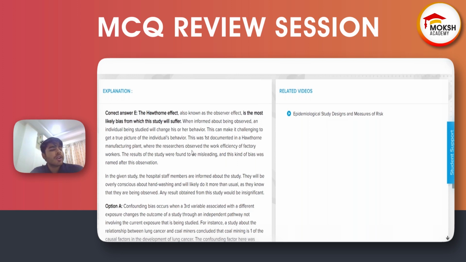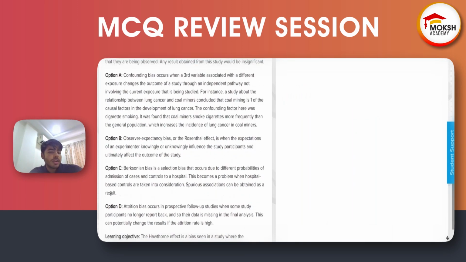In the given study, the hospital staff are informed about the study. They will be overly conscious about hand washing and will likely do it more than usual, as they know that they are being observed. Any result obtained from this study will be insignificant. Whereas observer expectancy bias, or Rosenthal effect, is when the expectation of an experimenter, knowingly or unknowingly, influences study participants and ultimately affects the outcome of the study.